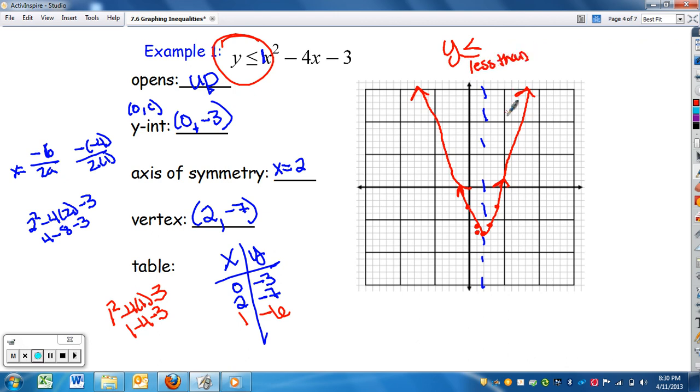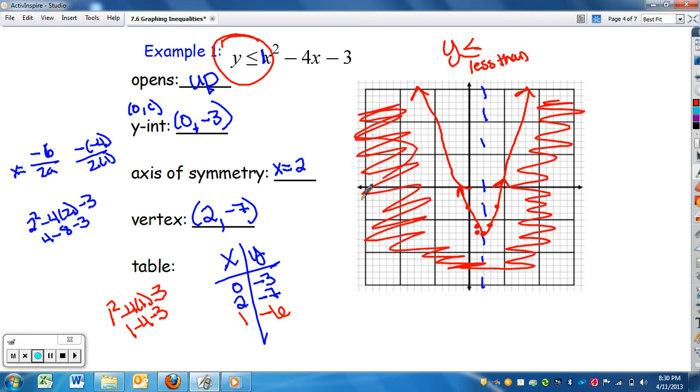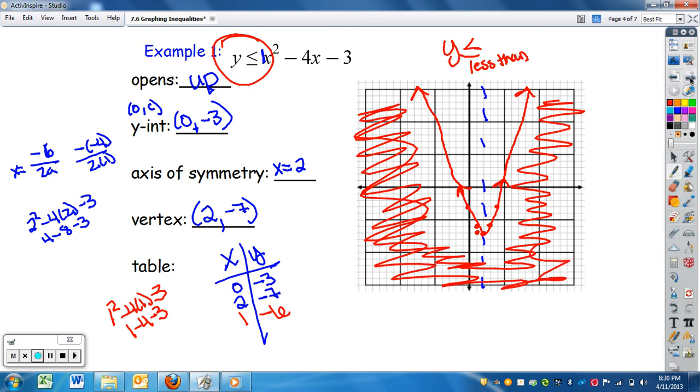Since y is less than, I have two options. I either can go on the inside of the parabola, or I can go on the outside. Well, I need to be less than the parabola. If I go on the inside, I keep going up and I would keep shading up. So that is not less than. But if I shade on the outside, I get below the parabola. So that is less than. So you're either going to be inside the parabola or outside the parabola. So there is my solution.